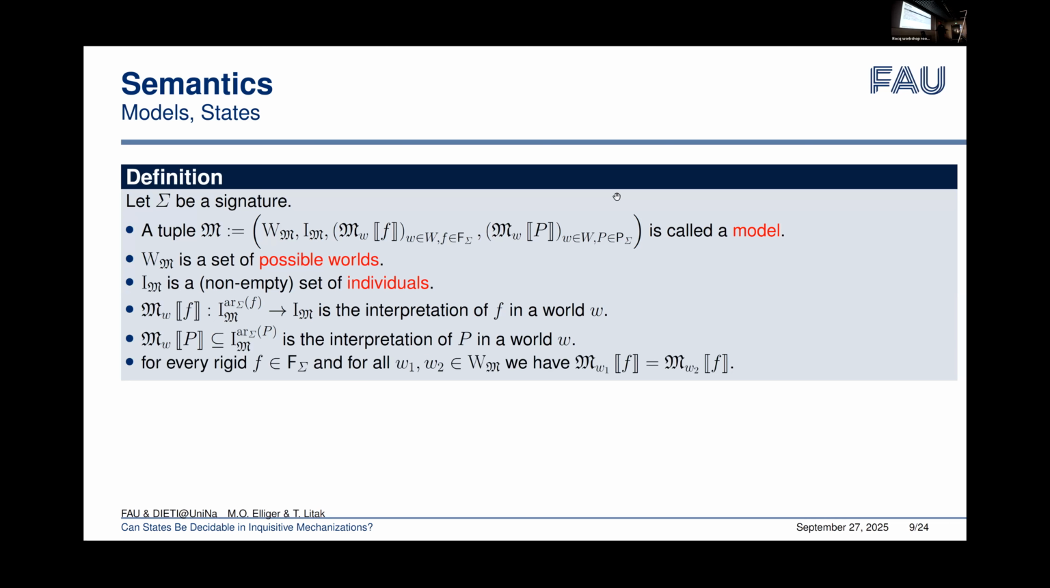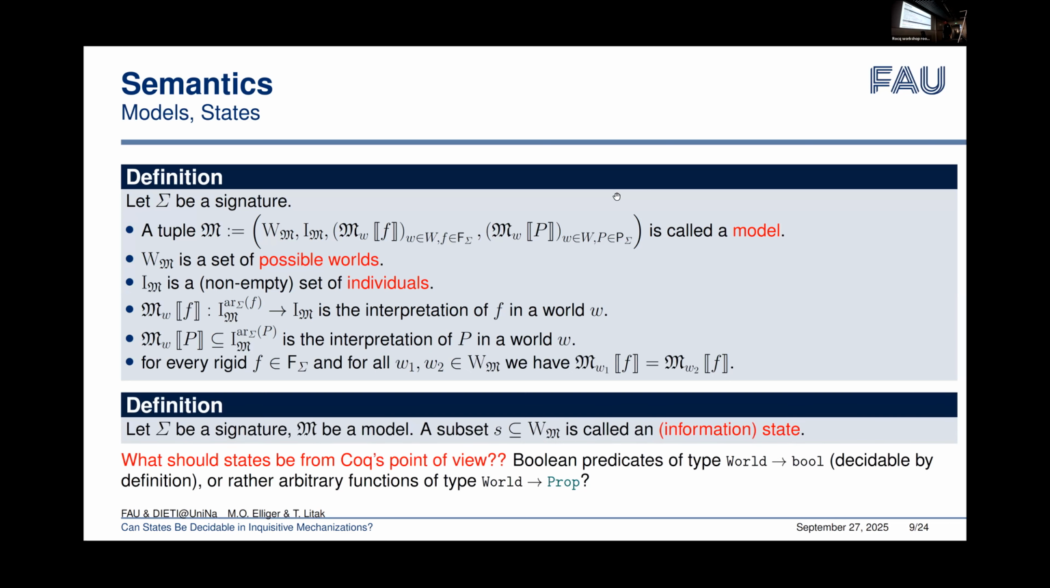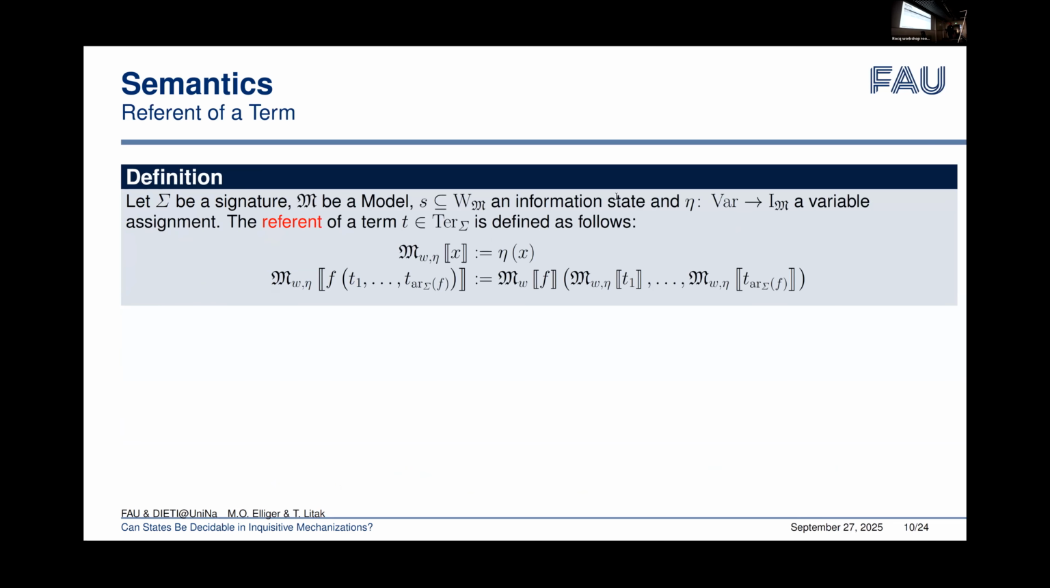Yeah, in the case of those rigid function symbols, we insist that the interpretation stays fixed. And then, as I said, a subset, and of course here we have the notion of a subset, is called an information state. And the question is whether states should be, from Coq's point of view, just Boolean predicates of type where to bool, something decidable by definition, or rather arbitrary functions of type where to prop, which might be of interest, of course, when you consider infinitely many possible scenarios, infinitely many worlds.